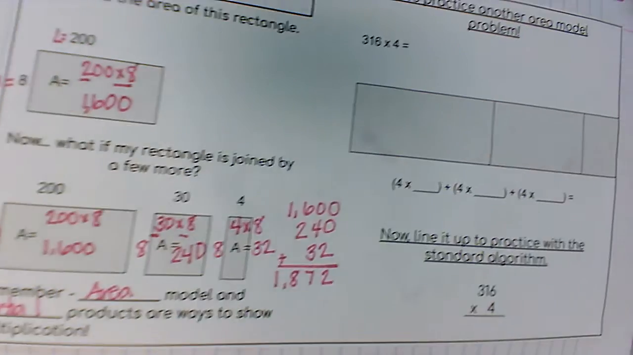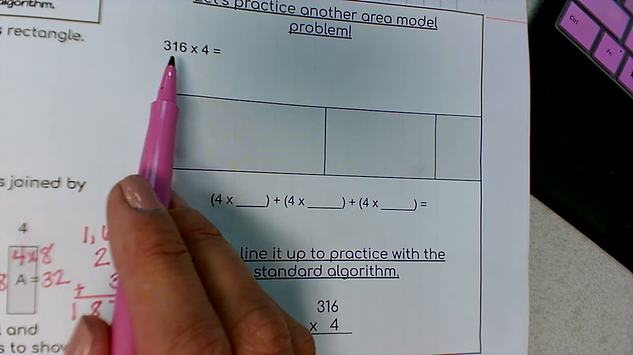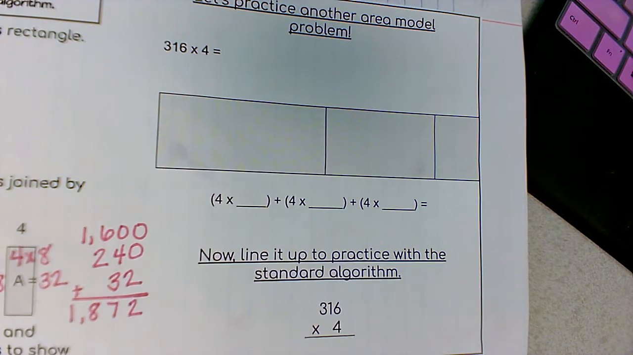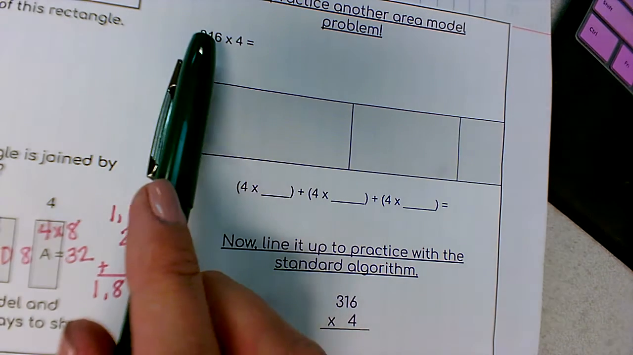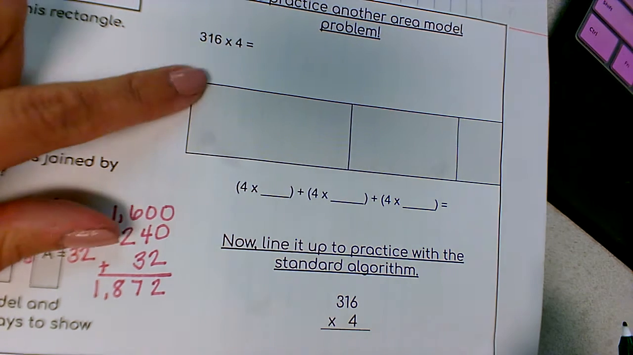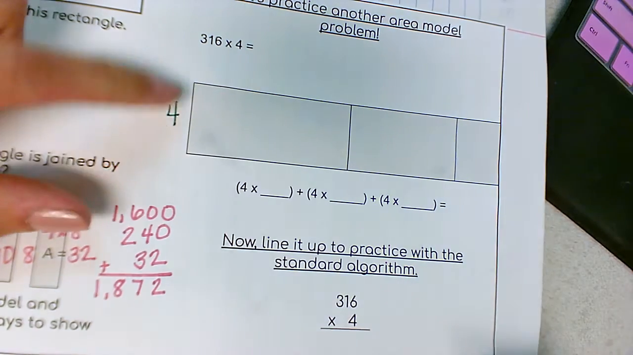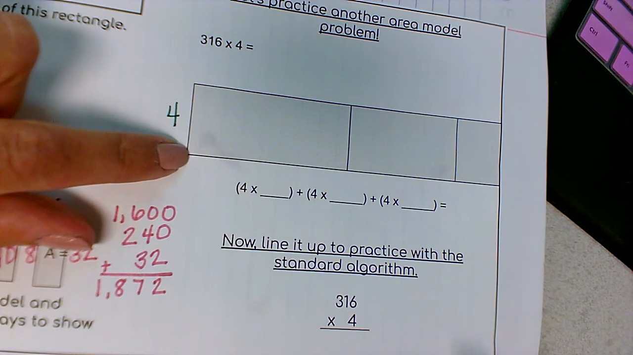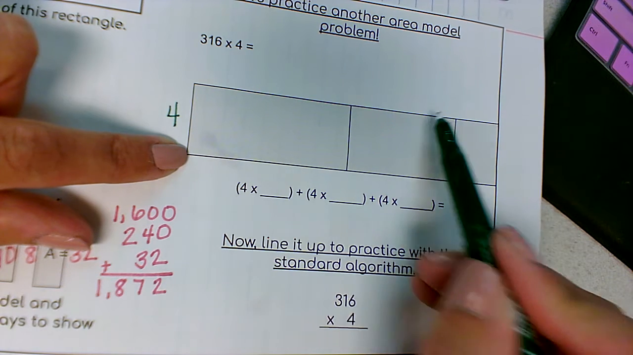Now we're going to look at another area model and see that this time, my problem is 316 times 4. Well, last time when we practiced area model, we had double-digit numbers. And this time I have a 3-digit and a 1-digit. So let's see how I can create an area model with these numbers. So I'm going to still put 4 down the side because there's only that one part of our rectangle. But going lengthwise, I have 1, 2, 3 parts.